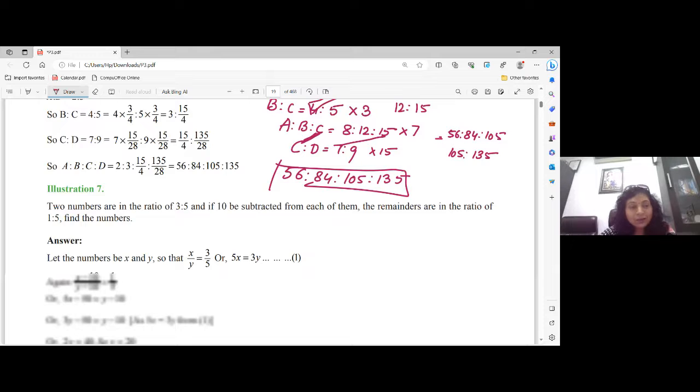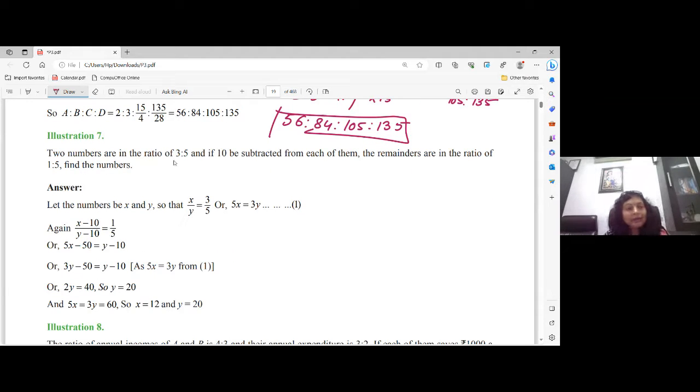Now similarly, suppose two numbers are in the ratio 3 is to 5. If 10 is subtracted from each of them, the remainders are in the ratio 1 is to 5. Whenever numbers are given in a ratio, we assume the first number is 3x and the second number is 5x. We subtract 10 from both numbers, and the remainders are in the ratio 1 is to 5. Now this is our proportion.